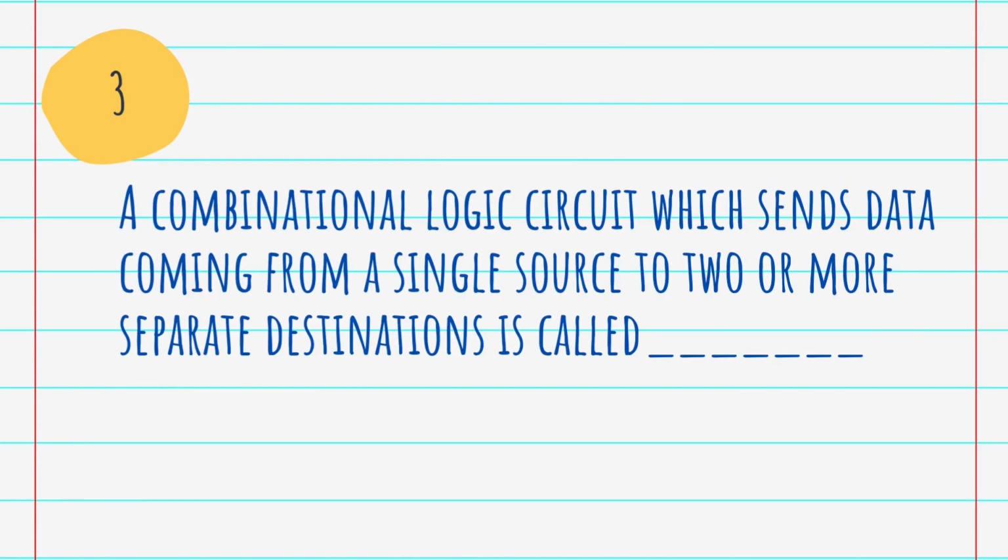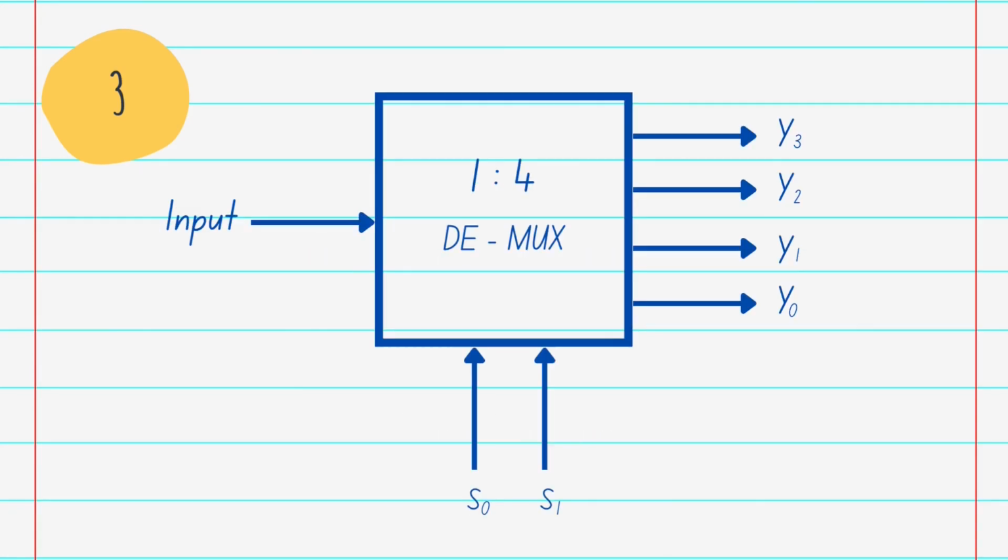Okay. Question number 3. A combinational logic circuit which sends data coming from a single source to two or more separate destinations is called dash. And the answer is demultiplexer. Demultiplexer sends the data coming from a single source to two or more separate destinations. Actually, the process of getting information from one input line and transmitting the same information over one of many output lines, this whole process is known as demultiplexing.